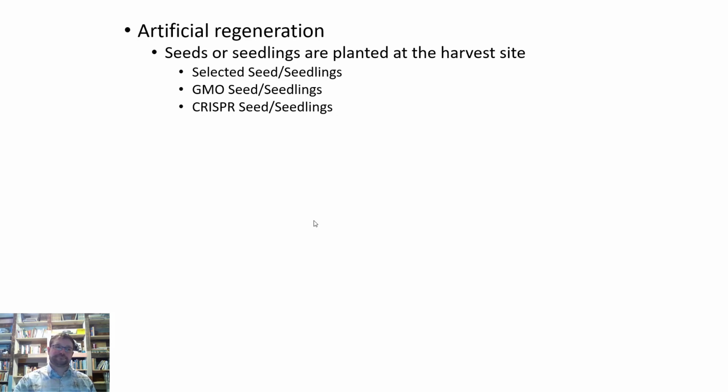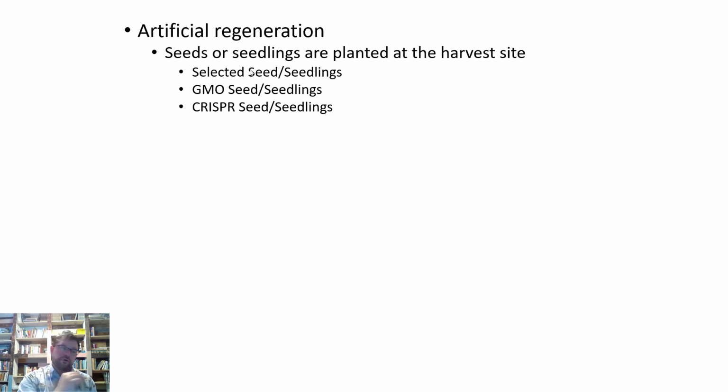They can get kind of a head start. They have fertilizer, those kinds of things, and the seedlings can get a head start before you put them out on the harvest site. Okay, select seeds are natural seeds.